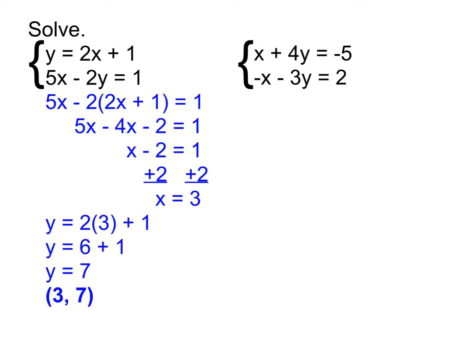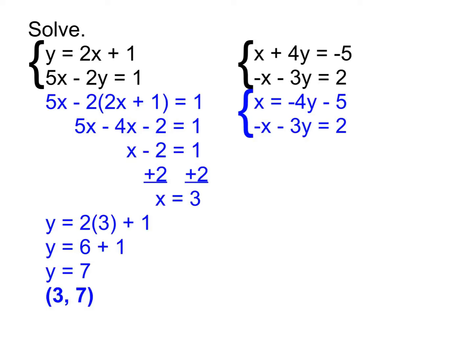In this case, the easiest way to do it is to get x equals in the first equation, because you notice it's just a plain old x there. So I'm going to start by rearranging the first equation by subtracting 4y from both sides. The second equation, I don't need to change that. I only need one of them to be x equals.